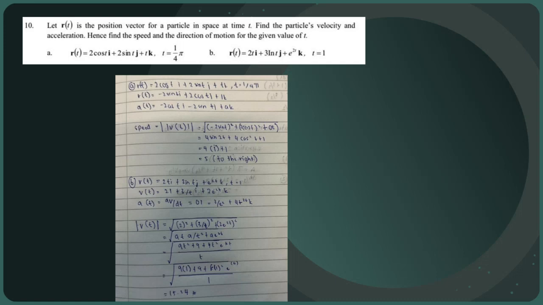Untuk soalan B pula, dia bagi 2ti tambah 3 sin ti tambah dengan t kuasa 2k. So ini pun kita differentiate juga, dan setelah differentiate tu kita setkan semua. Setelah setkan, kita akan masukkan nilai t tu, dan kita akan dapat jawapan akhir dalam 15.24.